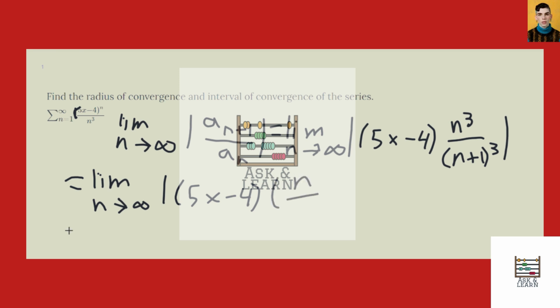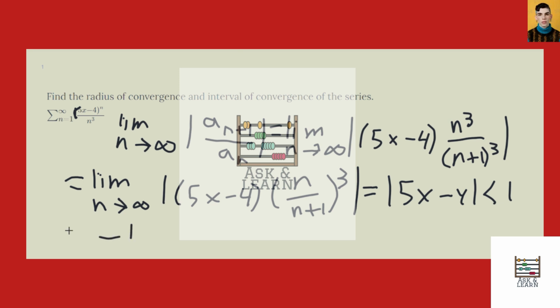Since these have the same exponent, we can combine them like this. As n goes to infinity, n over n plus 1 goes to 1. So this is going to turn out to be 1 cubed, which is just 1. So this is just 5x minus 4. And when we're looking to see where we get convergence, again, we want for this to be less than 1, which means 5x minus 4 is trapped between minus 1 and positive 1.